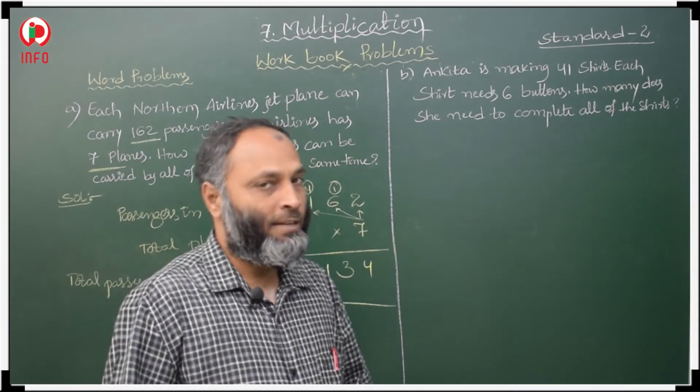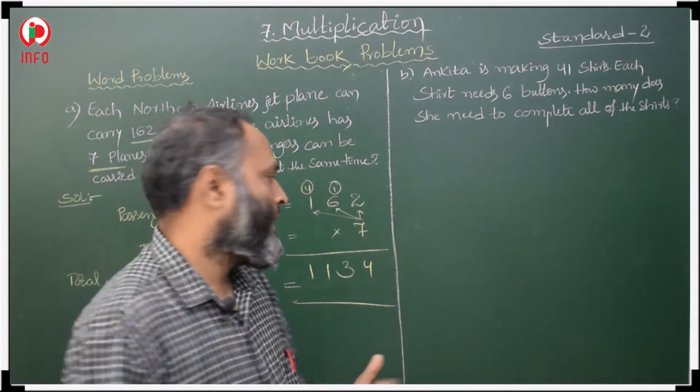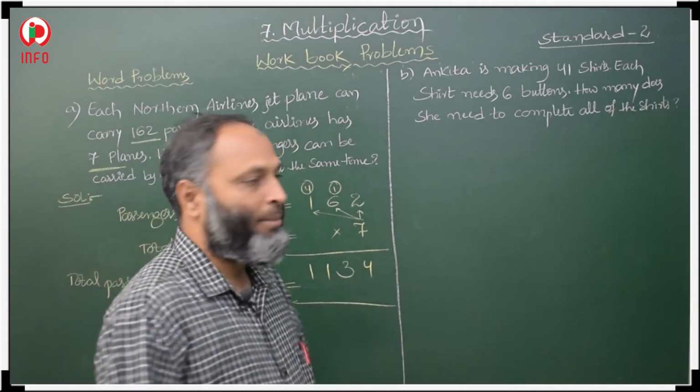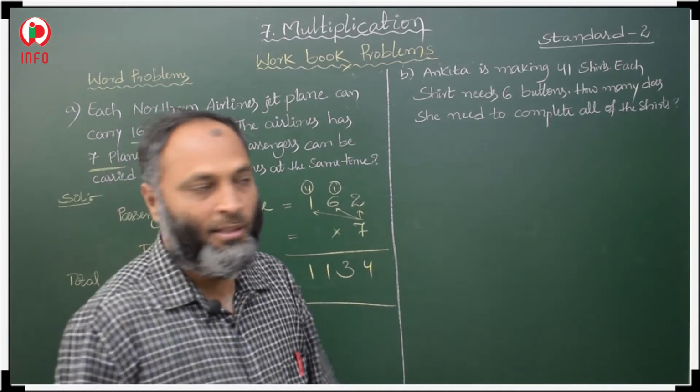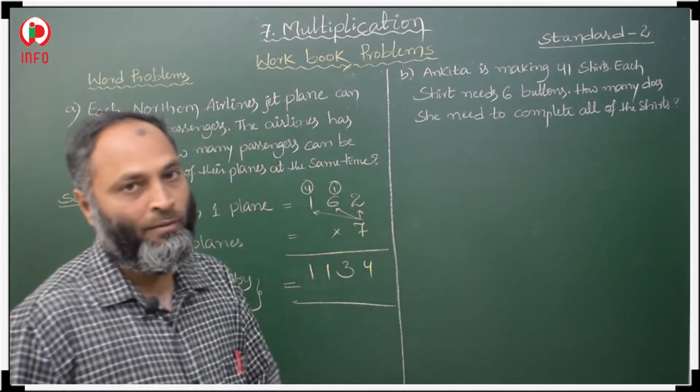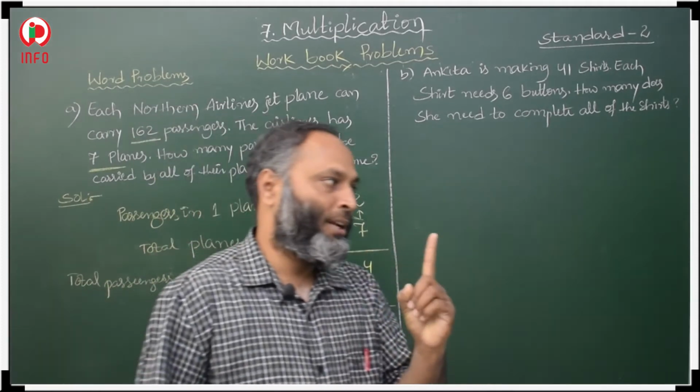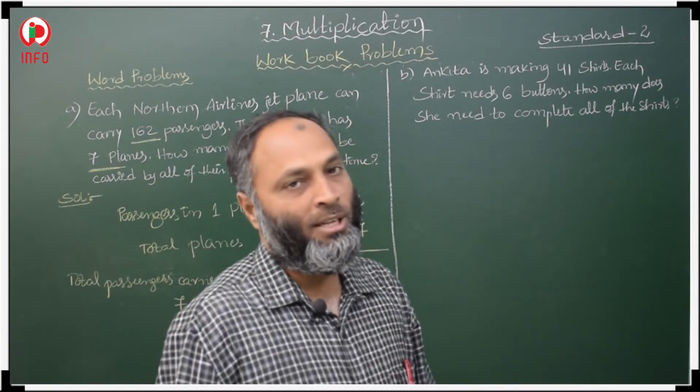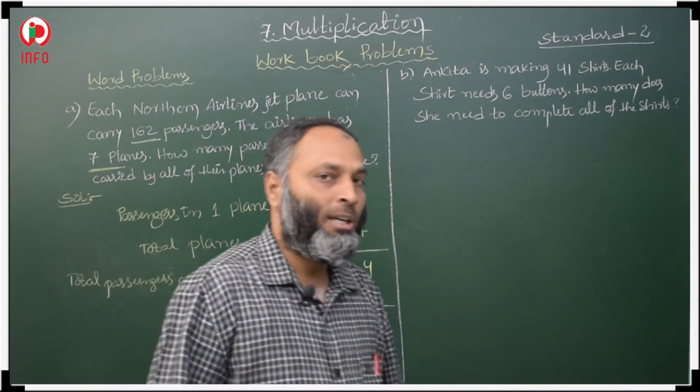7 planes can carry 1134 passengers at a time. Okay, so this is the method to do. When one unit means one plane is given, and he asks about 7 planes at a time, then we have to multiply.